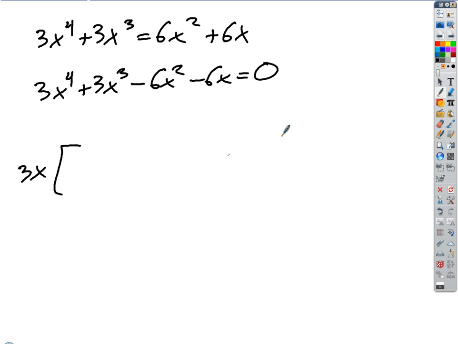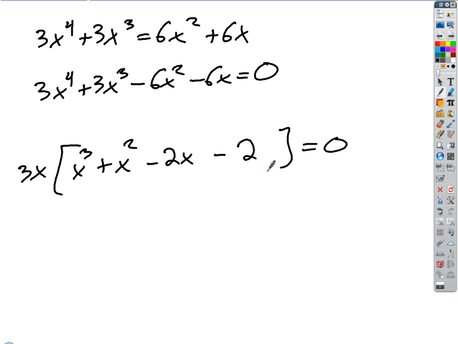x cubed, x squared, negative, minus 2. Okay, good. That's fine to do. Now, I want to make one small point though. It's not really a big deal in this problem, but in the future it will be in certain instances.